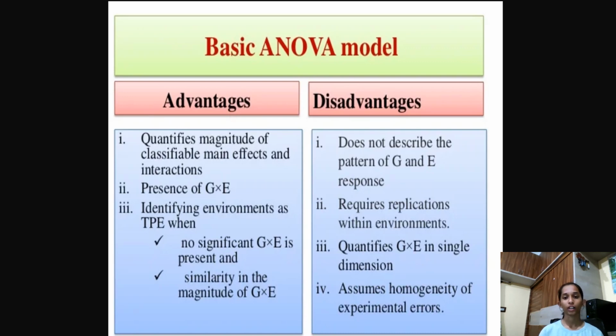Disadvantages of the ANOVA model are that it does not describe the pattern of G and E response, requires replications within environment, quantifies G cross E in a single dimension, and assumes homogeneity in experimental errors.